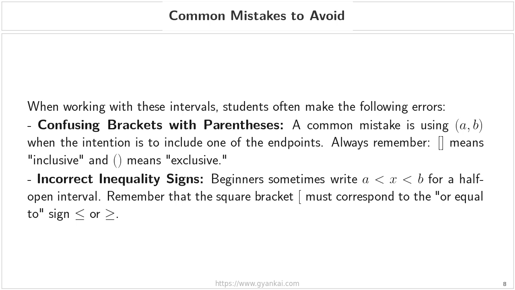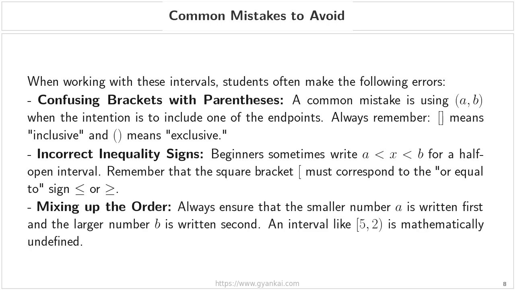Second, watch your inequality signs. When you are writing out the set builder notation, beginners sometimes accidentally write a is less than x is less than b for a half-open interval. This is incorrect because it fails to show that one side is included. You must ensure that every square bracket has a corresponding or equal to sign. For example, if you have a left-closed interval, your notation should use a is less than or equal to x, is less than b. The symbol and the bracket must always match.